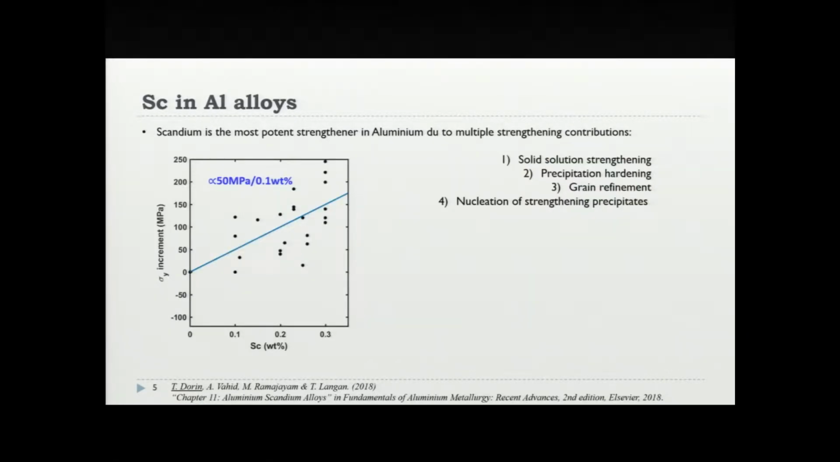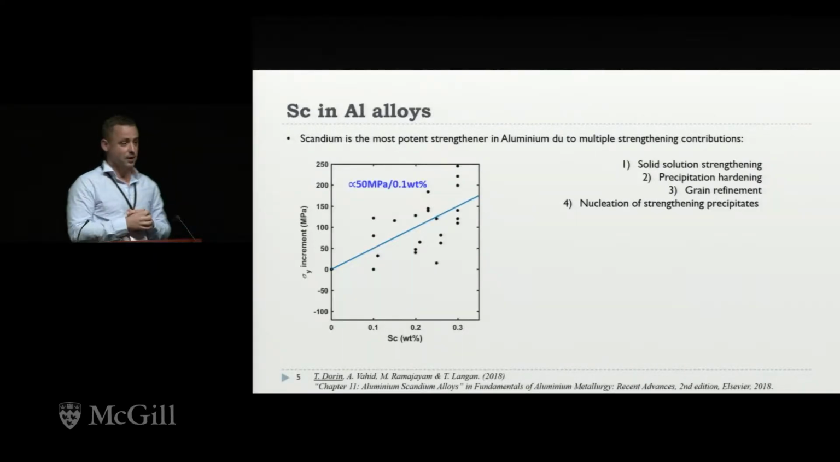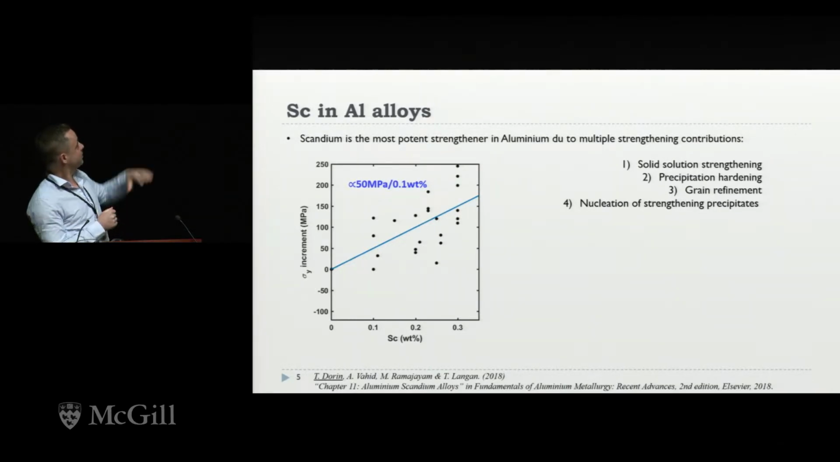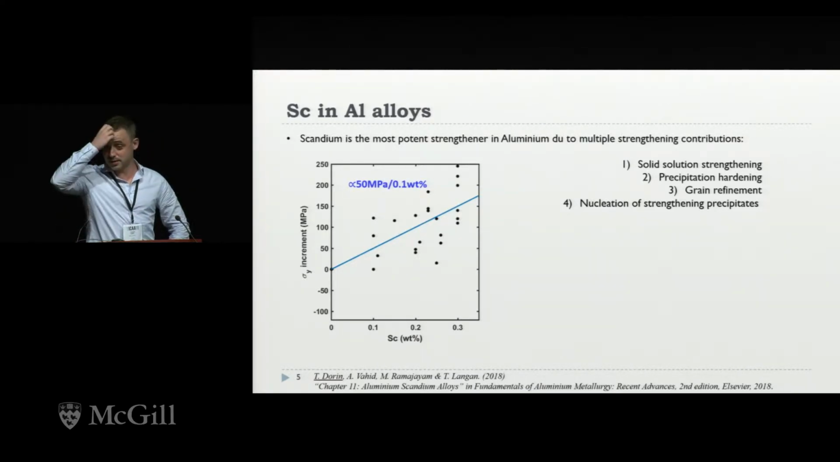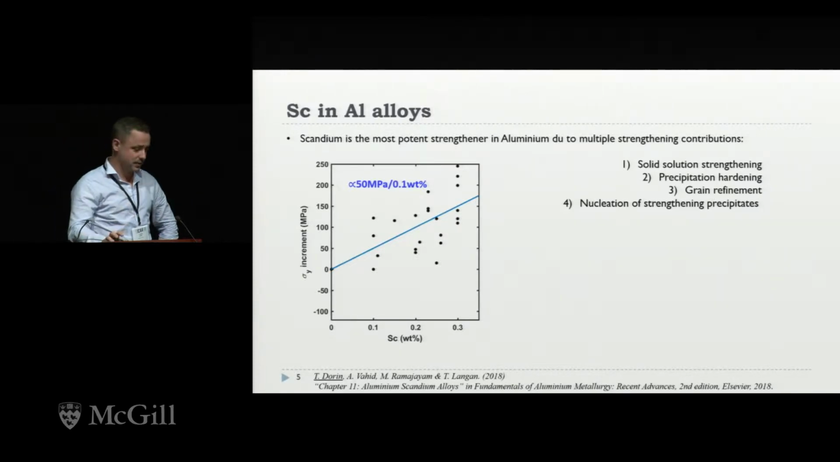Now, scandium is often defined in the literature as the most potent strengthener in aluminum due to these different reasons. Here is some data collated from the literature. Often in the literature, of course, you will have a base alloy and you add scandium and look at the strength increment. If you plot the strength increment reported in some papers as a function of scandium content, you can see it's quite scattered, of course, but on average, you can get between 50 MPa to 100 MPa increase per 0.1 weight% scandium addition, so it's really significant.